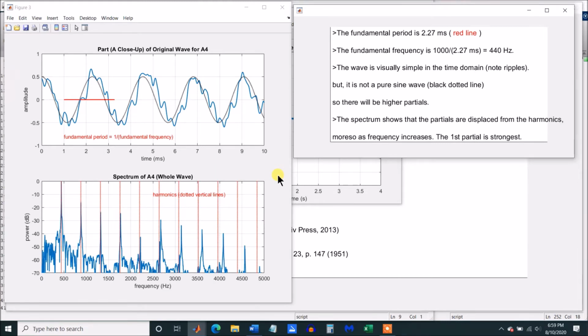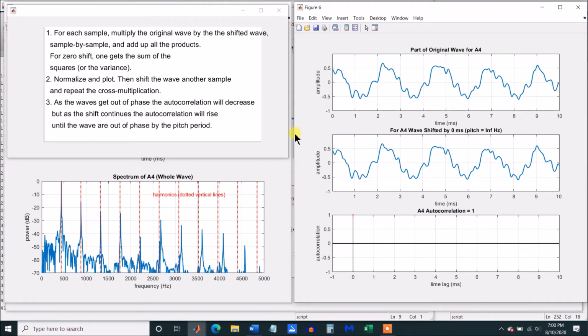Okay, let's take a look at the autocorrelation itself. We're going to calculate the autocorrelation, and we're going to use the original wave up here, where I'm showing just 10 milliseconds of it, and a copy of that wave, which we're going to shift in time. So it is out of phase with this original wave, and it is going to get back in phase when I shift by the fundamental period, and that will be our way of finding the pitch, when I shift it such that I get a strong correlation between the original and the copy.